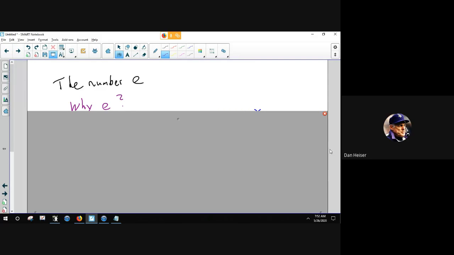And the number we focus a lot on is the number e. e, for some reason, has a lot of confusion around it. And it shouldn't. e is like the number pi. It's just a number that's been assigned a letter.